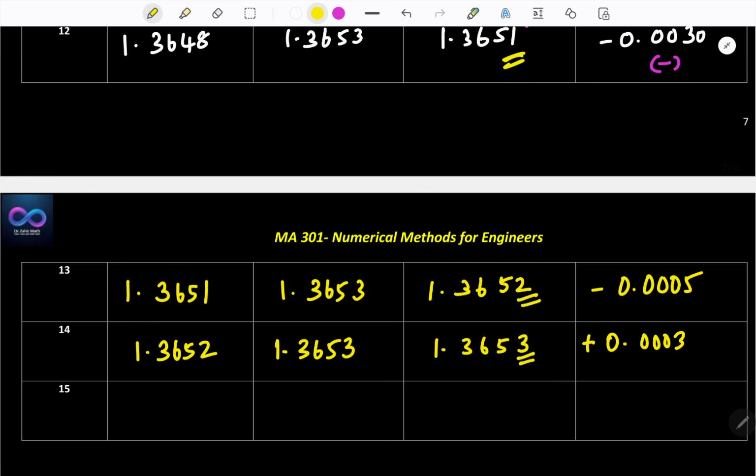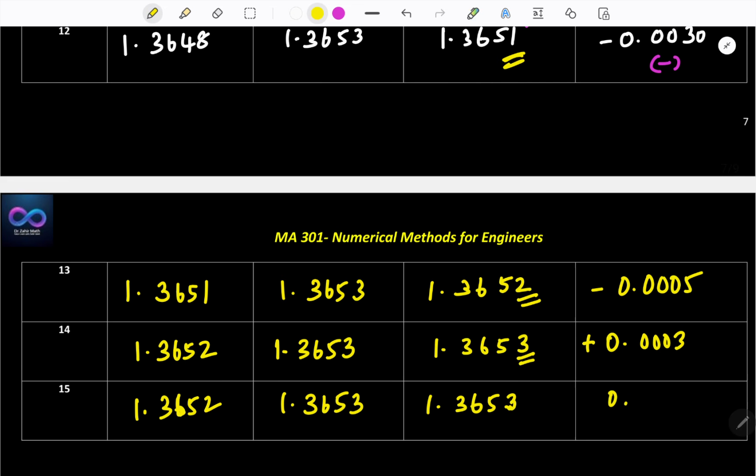So once it is positive, what happens? This becomes your B value, right? 1.3653. This will become your C value. This will be same 1.3652, right? And 1.3652, 1.3653, and C value is 1.3653. Come on. Yes, nice.